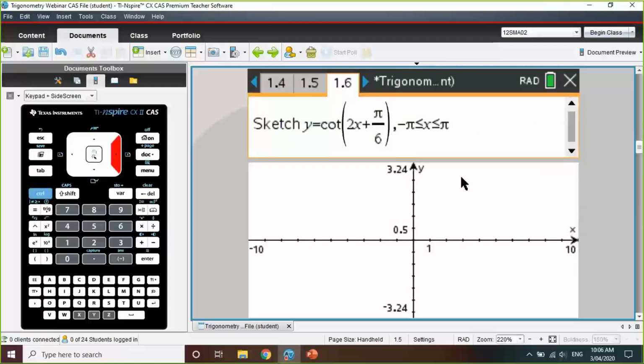Okay? So let's say we want to now sketch these functions. So in this case here, we want to sketch cot of 2x plus pi over 6. So we can open up a graphs page.